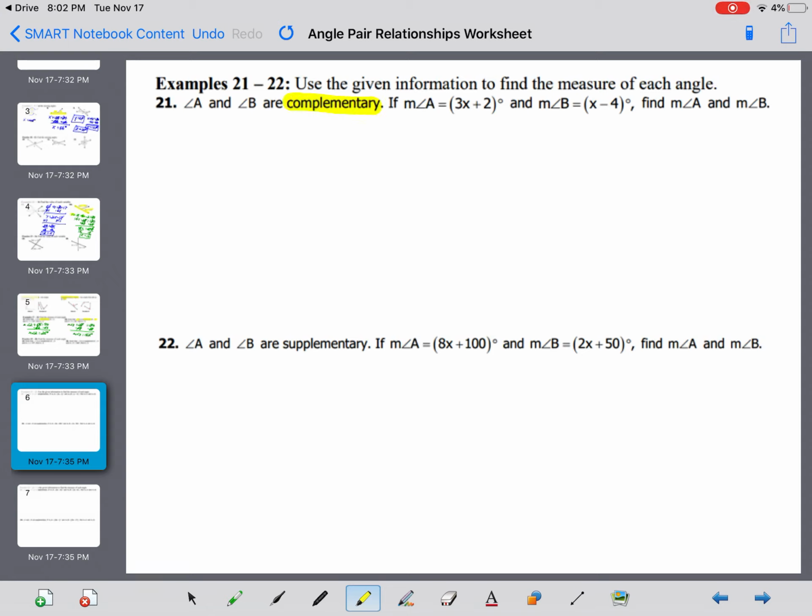So it says angle A and angle B are complementary, which we know is 90 degrees. If the measure of angle A is 3x plus 2, and the measure of angle B is x minus 4, find the measures of each. Okay, so we need to solve. So I'm going to take angle A and angle B, and we're going to add them together. So 3x plus 2 plus x minus 4 equals, complementary we said, is 90 degrees.